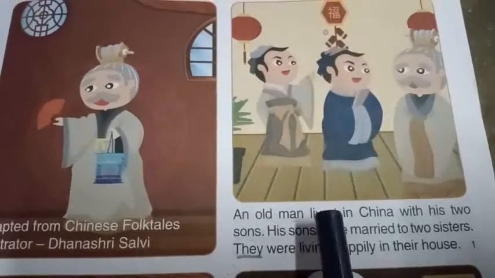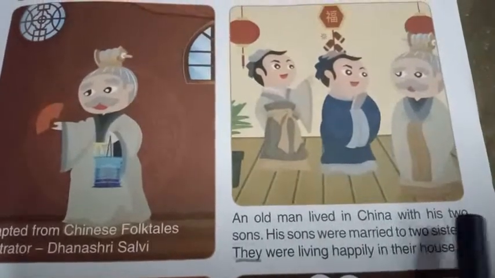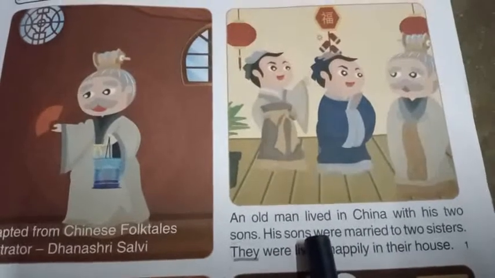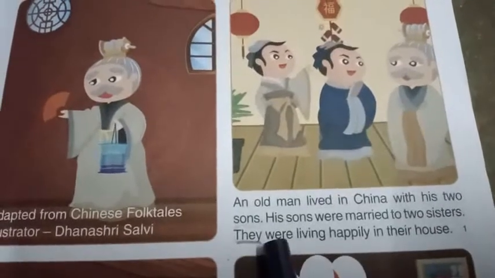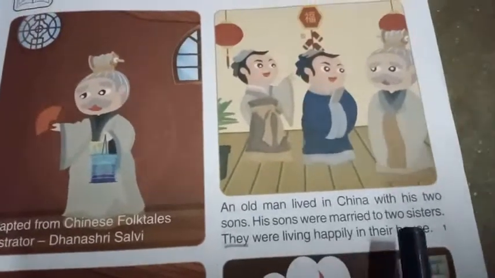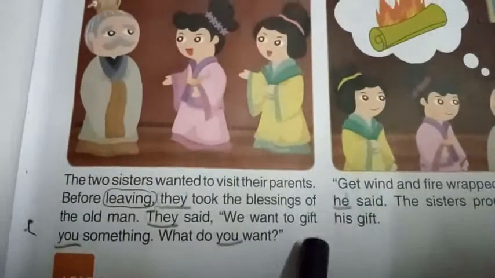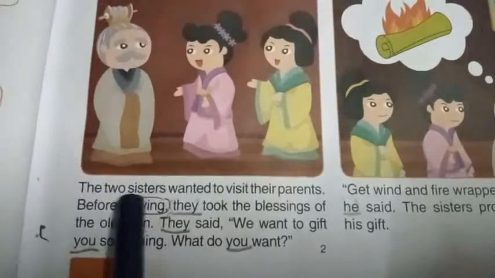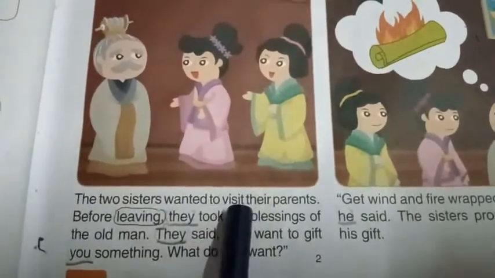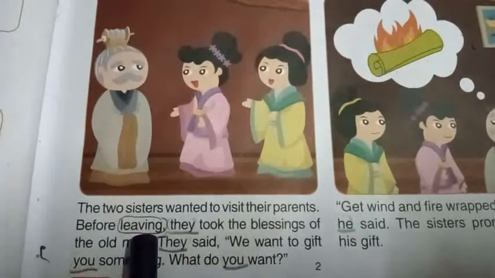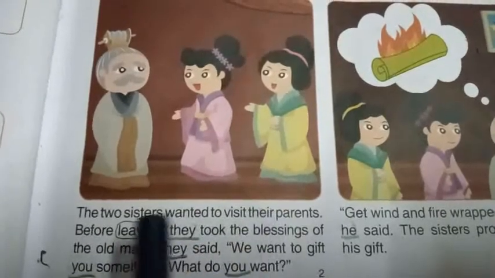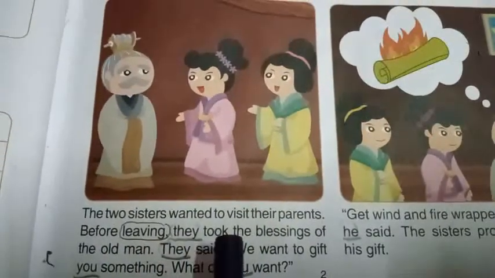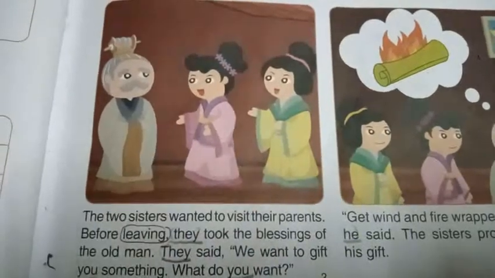An old man lived in China with his 2 sons. His sons were married to 2 sisters. They were living happily in this house. Let us move to the next page. This is page number 2. The 2 sisters wanted to visit their parents before leaving. The sisters wanted to visit their parents. Before leaving, they took the blessings of the old man.